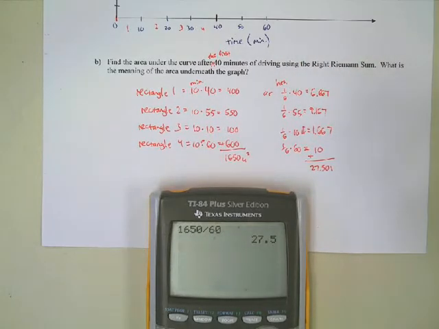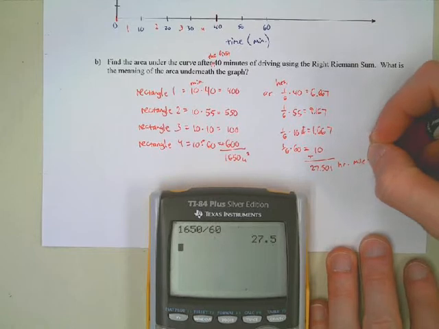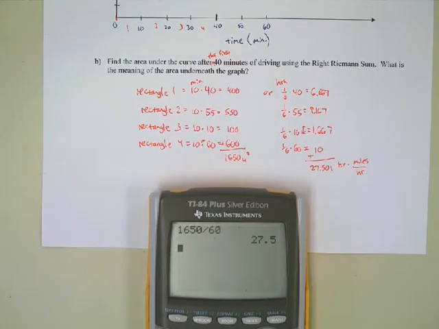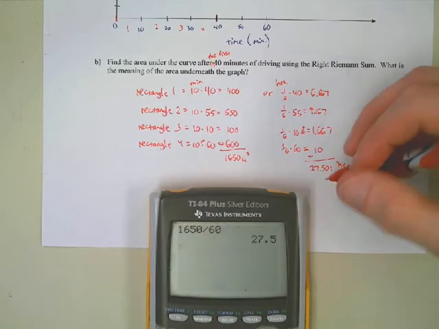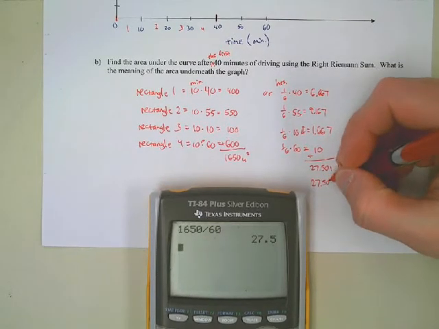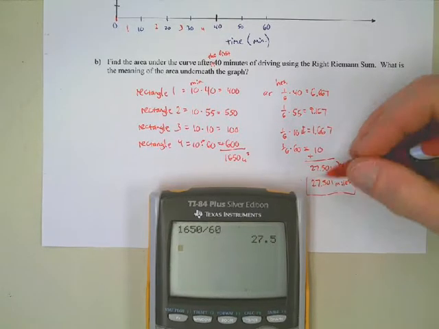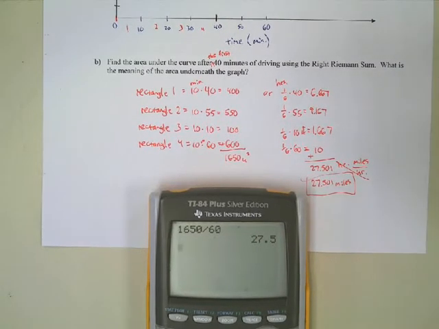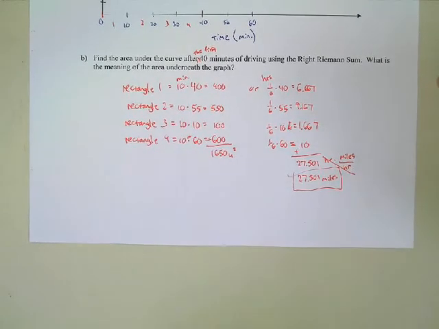So what did we do? We did hour times miles per hour. What's going to happen to those units? Hours are going to cancel. The hours cancel, and it's just 27.501 miles. So what does this mean? Logical sense. Yeah, we know the distance. The car traveled 27.5 miles.